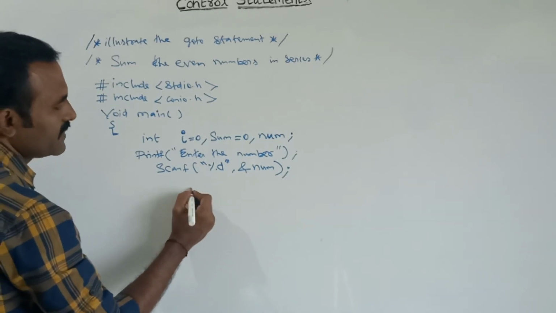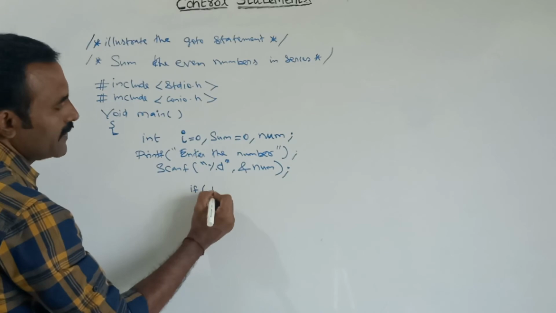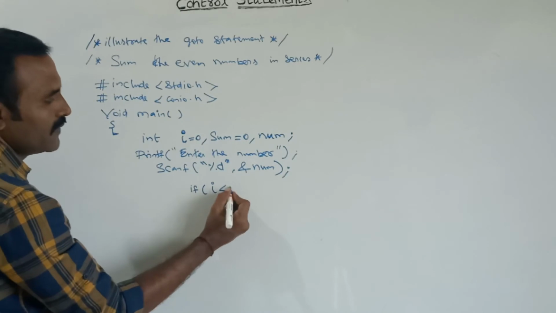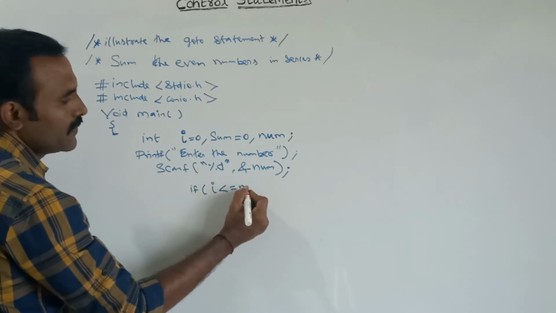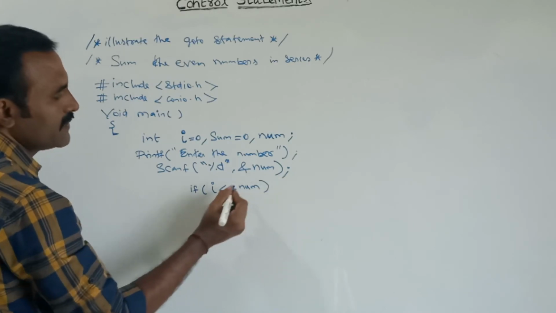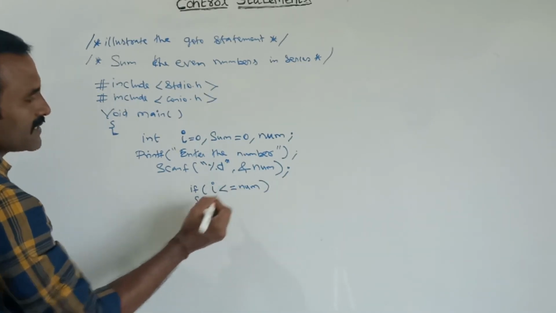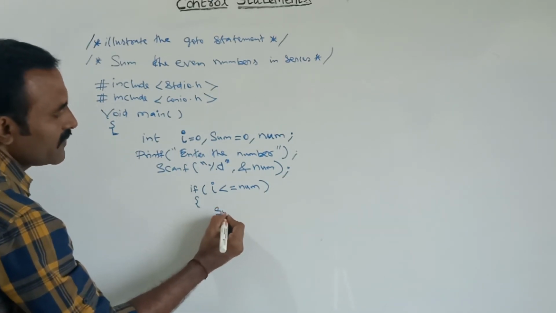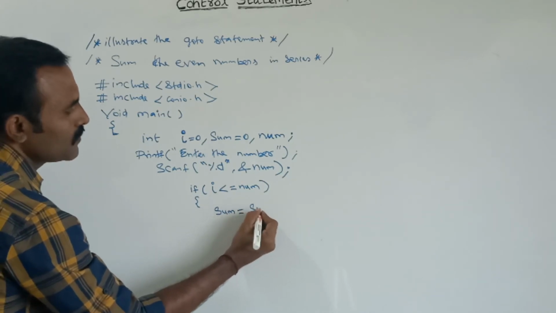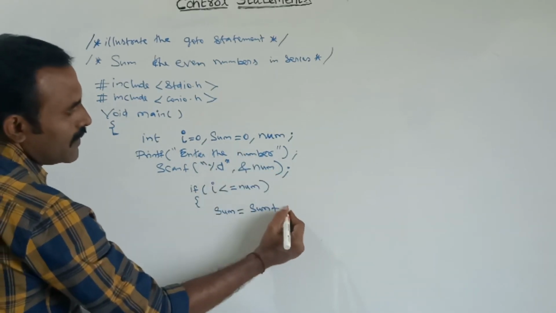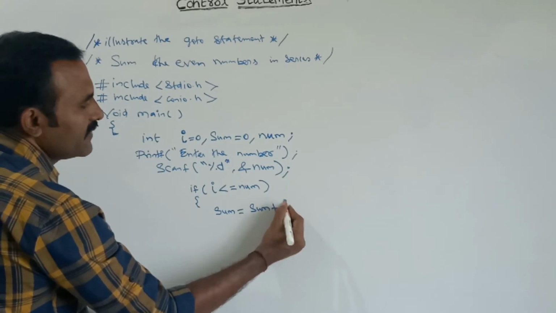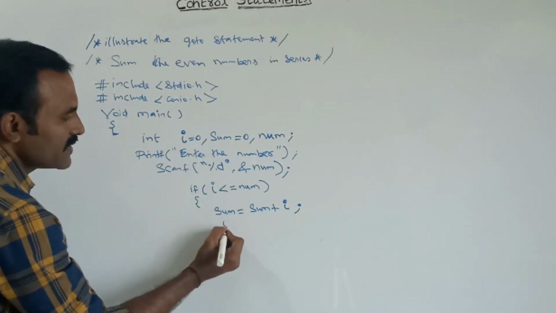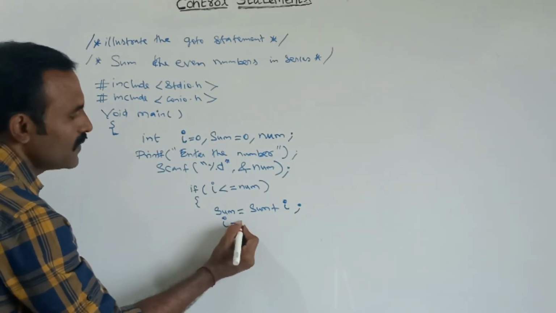Next, each and every time I am checking the condition. If i value is lesser than, that is, I have initialized i to 0, from 0 up to num, if i value is lesser than or equal to num. If this condition is satisfied, I am telling it to sum the value. Which value? sum is equal to sum plus i value. Here the i value should be an even number. So the starting initialized value is 0. So here I am incrementing the i value to i plus 2.